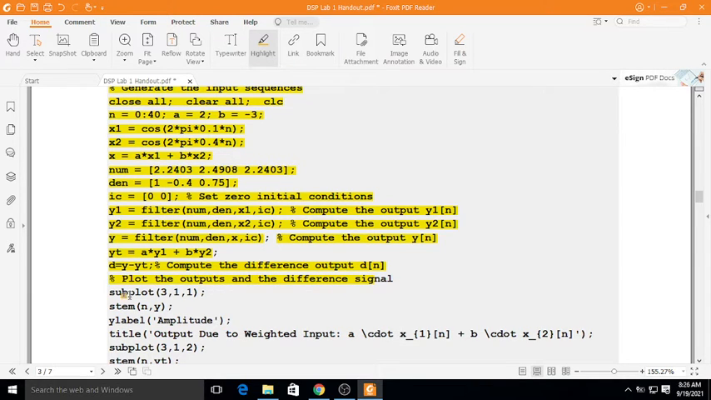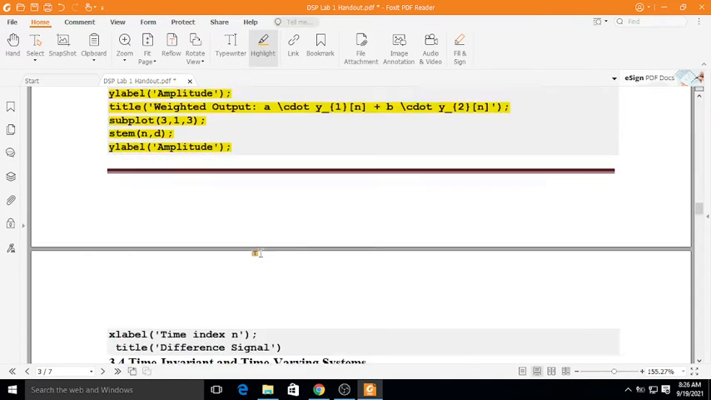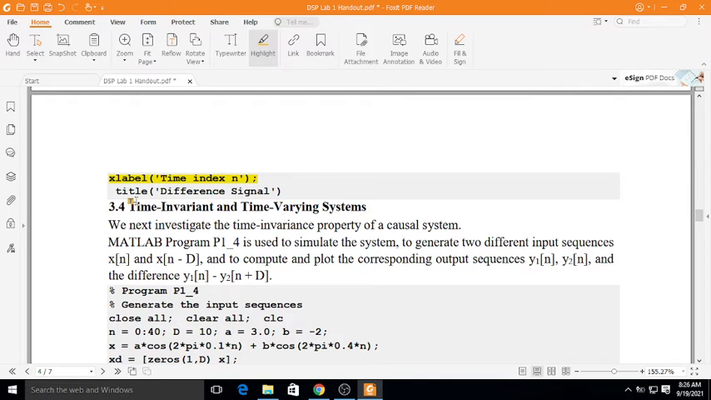Plot the outputs and the difference signal. subplot(3,1,1), stem(n,y), ylabel amplitude, title output due to weighted input a·x1[n] + b·x2[n]. subplot(3,1,2), stem(n,yt), ylabel amplitude, title weighted output a·y1[n] + b·y2[n]. subplot(3,1,3), stem(n,d), ylabel amplitude, xlabel time index, title difference signal.